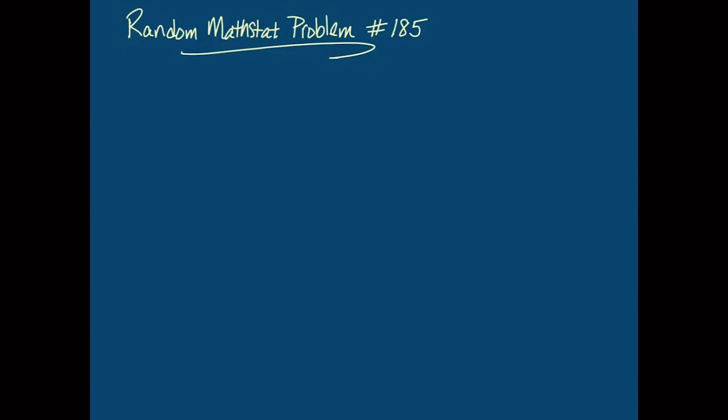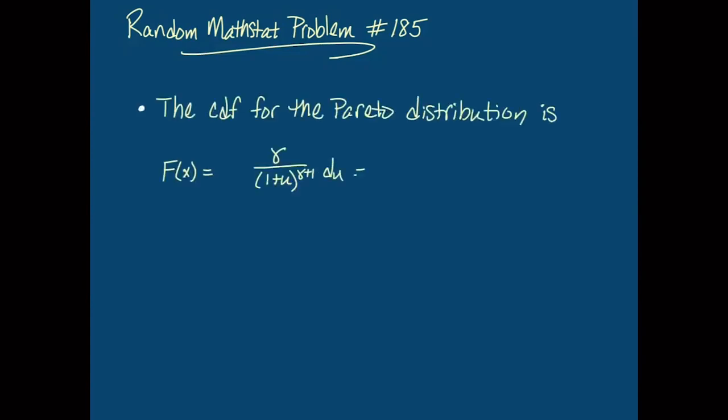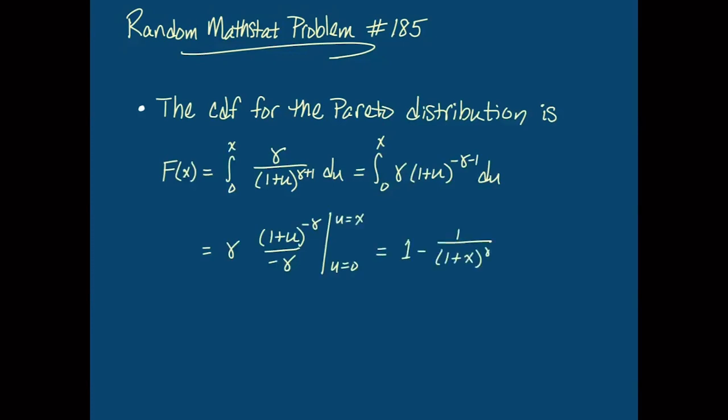To do this one, we need to find the CDF for the original underlying distribution for each of the X's. The CDF for the Pareto distribution is the integral from 0 to x of the Pareto PDF. This is a simple power integral, and in the end, we get 1 minus 1 over 1 plus x, all raised to the gamma, and this holds for x greater than 0. We're ready to go for the CDF for the minimum.